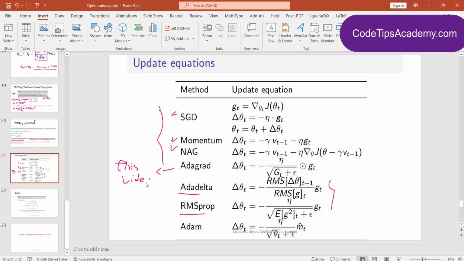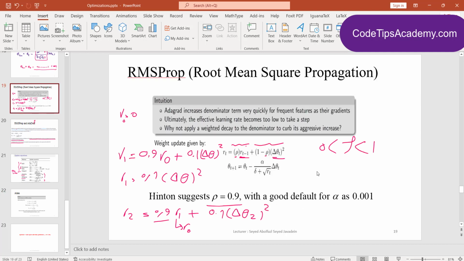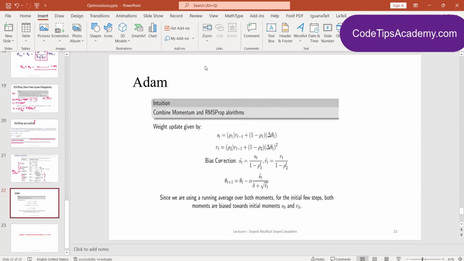Okay, and the next amazing optimization concept is Adam. Think about a situation where you can have all the good things together, momentum and rho, which was proposed by Geoffrey Hinton. You can have the idea of momentum from momentum SGD, and rho from RMSProp.